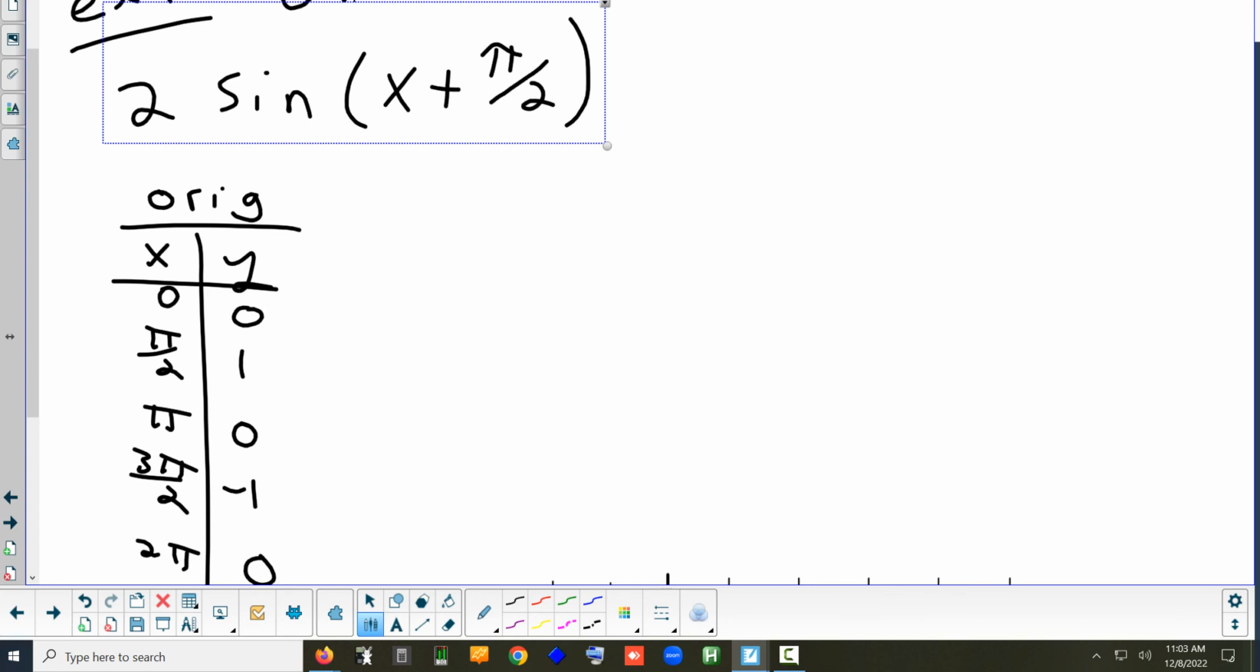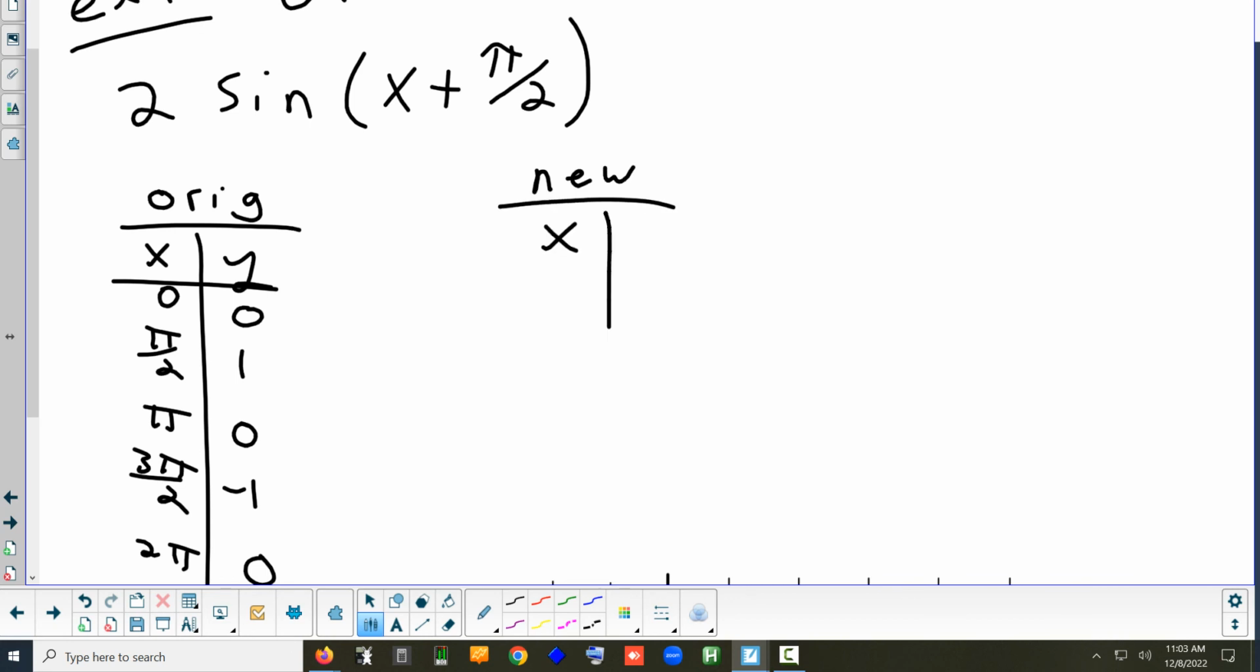And if we follow our order, what transformation should we do first? We should process the plus pi over 2, and that's a phase shift. So a phase shift is going to affect which column? X's. And what are we going to do to all the original X's? We're going to subtract pi over 2. So let's deal with that first.